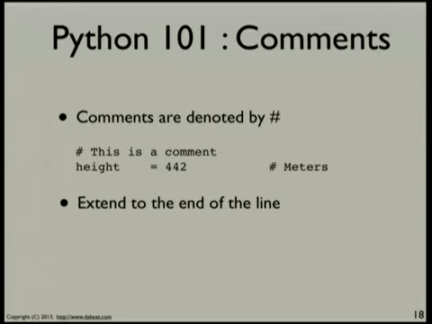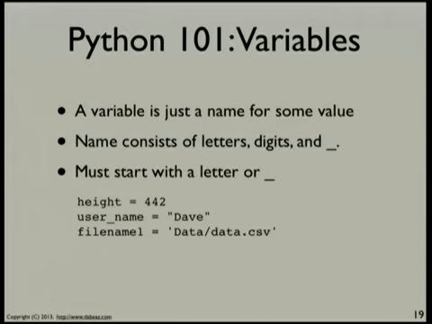If you want to have a comment, use a #. If you want to assign a variable, just assign a name to some value, like height is 442 or name is Dave or something like that. Okay, so just a variable name and a value. If you come from other programming languages like Java or C or something like that, you don't declare types.